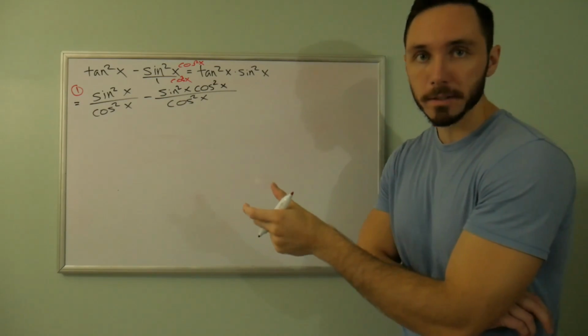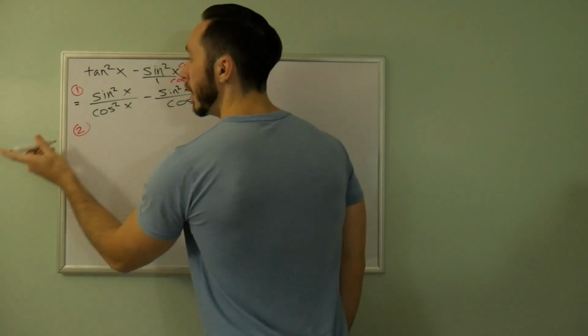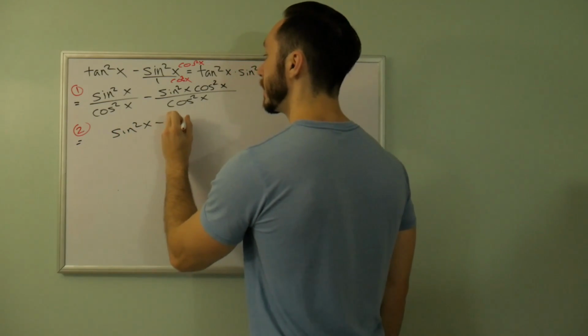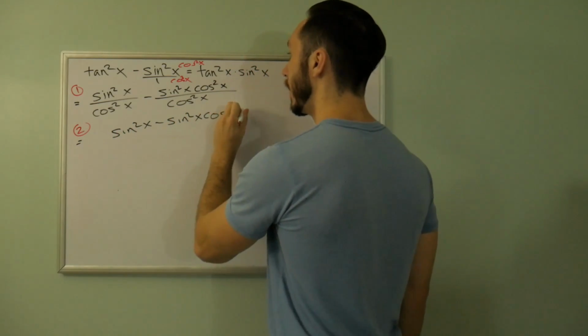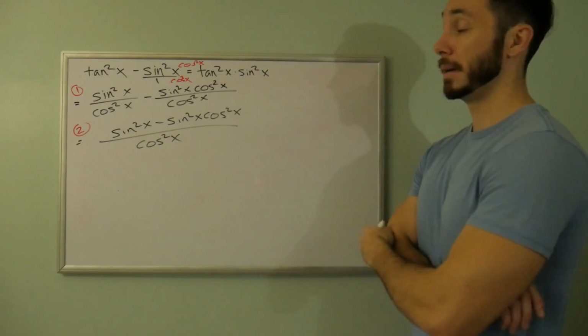I have the same denominators. At least I can merge these to one fraction now, so that'll be my 2nd step. Let's just make one fraction here. We're going to say sine square x minus sine square x cosine square x is all over cosine square x. Maybe this might help.